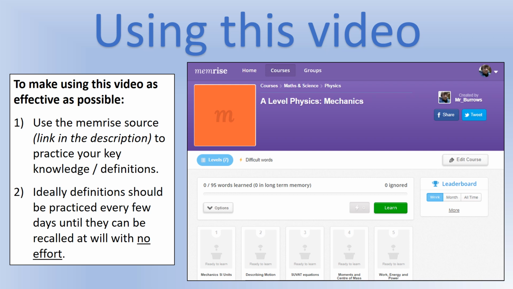And like everything, if you want to improve your knowledge, you have to practice, and with definitions, doing it every few days will be incredibly beneficial until you can recall it with absolutely no effort and it comes straight out. Okay, so let's make a start.